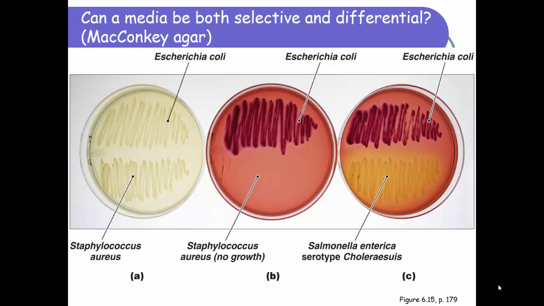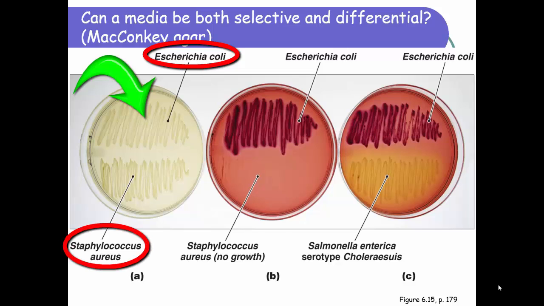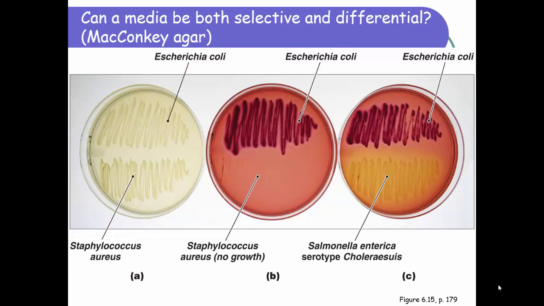Can a media be both selective and differential? And yes, they can be. This is a nutrient agar plate. E. coli, a gram-negative, and Staphylococcus aureus, a gram-positive, both grow on this plate. Nutrient agar is also an enrichment media.